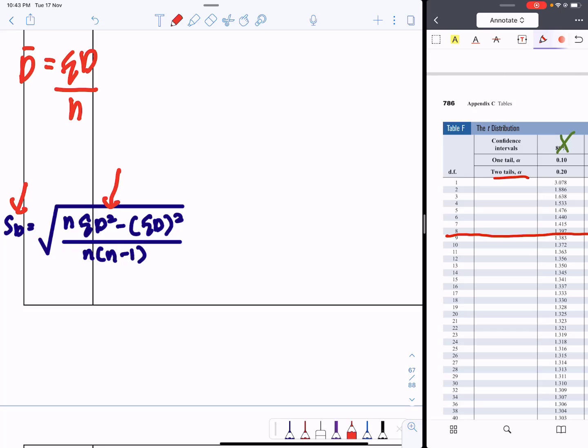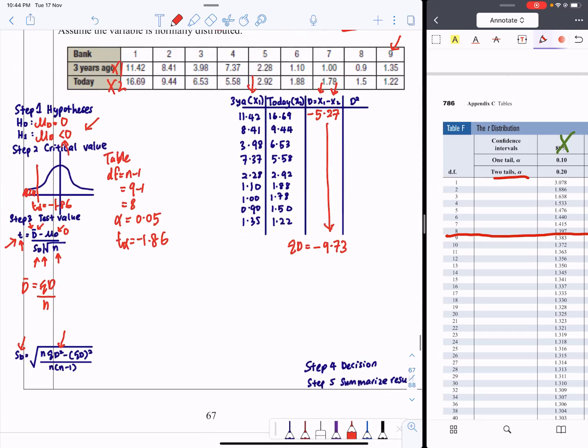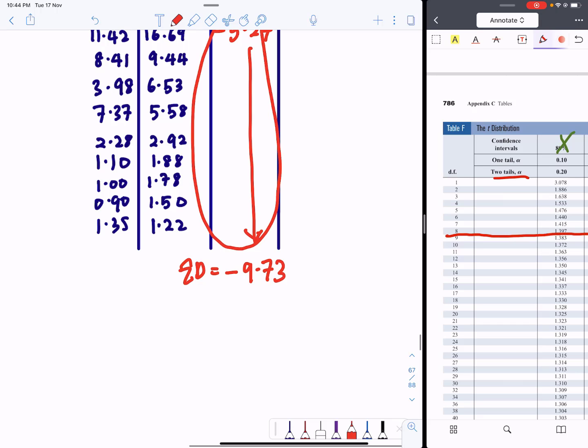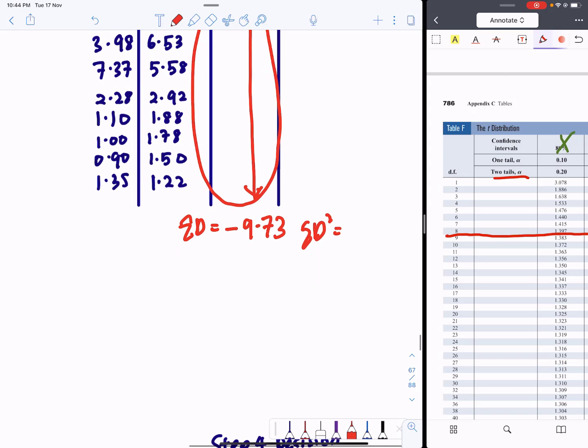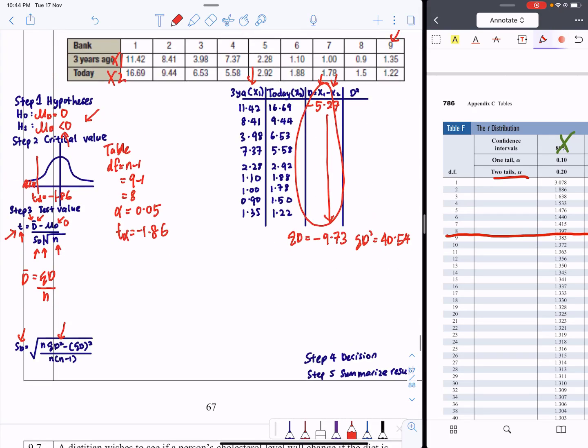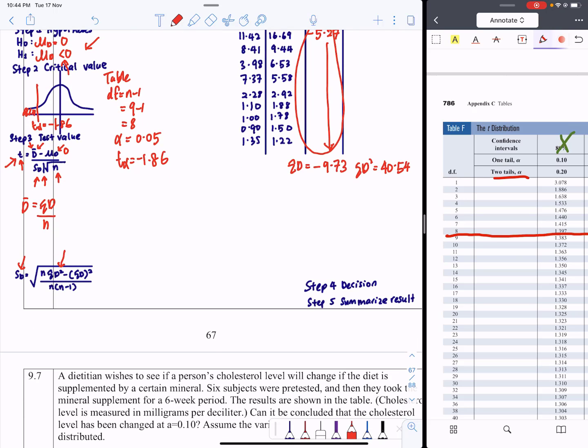We have D square, then you need to square every D here, and then you need to sum up D square here, and the answer will be 40.54. Okay, 40.54. This one is very simple lah. Hopefully you can do it.